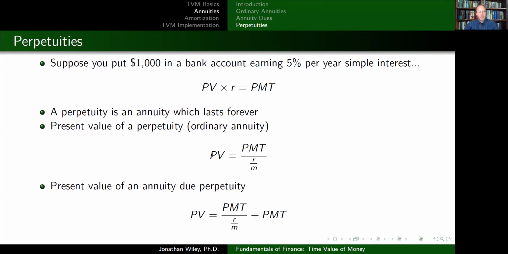Now, you might be thinking, well, wait a minute. Is that example an ordinary annuity or an annuity due? What is that? Well, it would actually be an ordinary annuity. So think back to the example. $1,000 in the account.